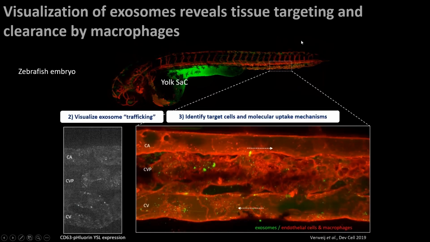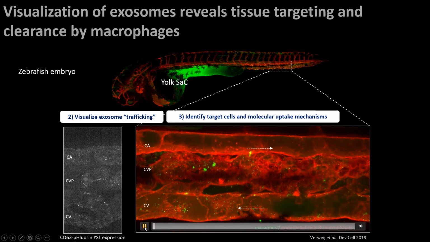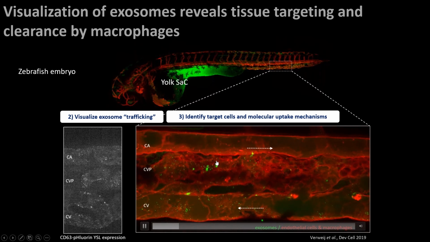And now we're zooming in over here in this region of the embryo. This is a blood vessel going this way, and here's a blood vessel going that way. And you can see the green dots here. You can actually see how the green dots accumulate here in the tissue.